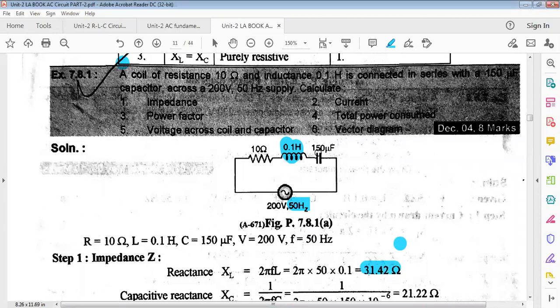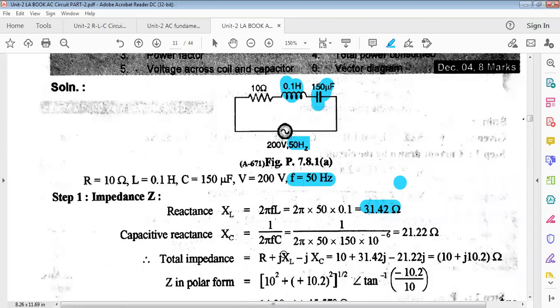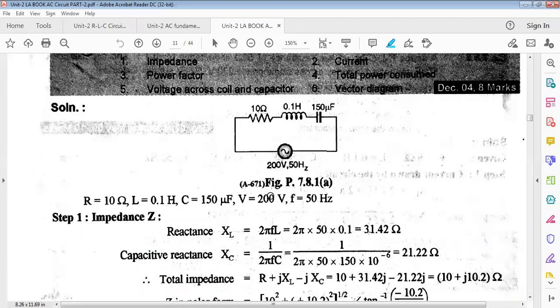Next one, capacitance is given, 150 microfarad, and frequency you know. So can you calculate XC? Using the formula 1 divided by omega C, that is 1 divided by 2 pi F C. Okay, that will be again in ohm. Now, what is the formula of Z? Yes, for series RLC. Now, can you tell me whether it is more inductive or more capacitive?